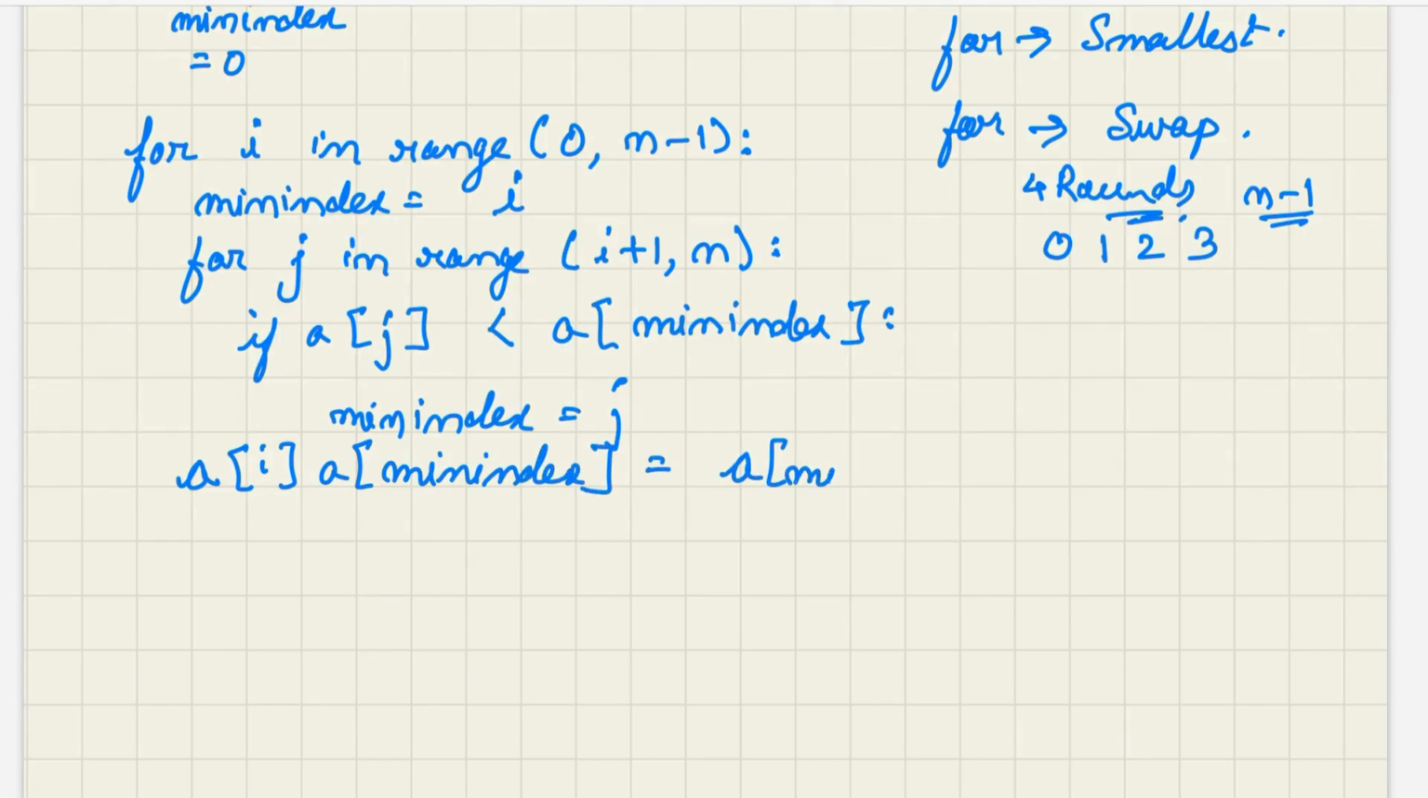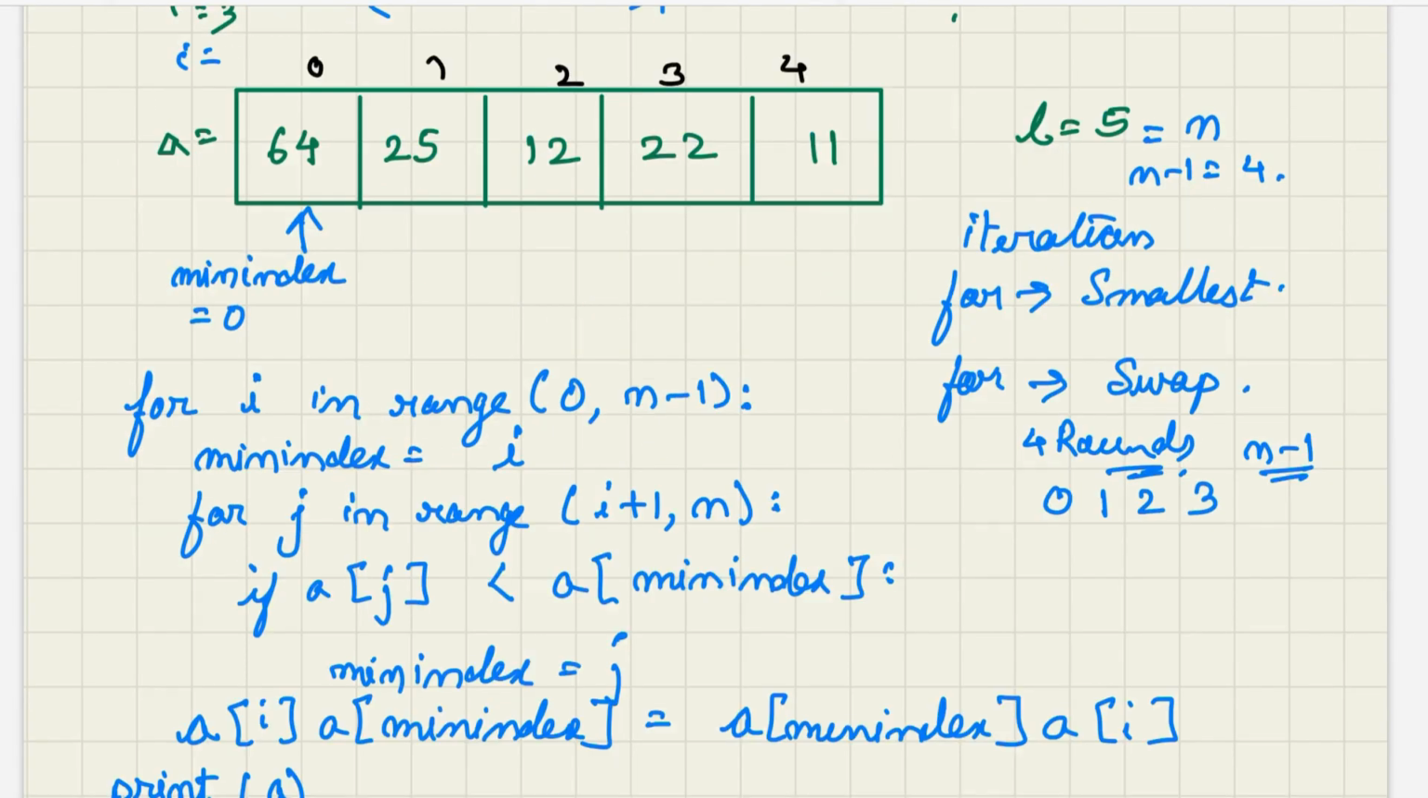That is A of minimum index and A of I. Now if I want to print, then I can print my array. Now in this case, if you will understand here, I have my I. In my first iteration, I will have my I equal to 0. So my minimum index, I'm considering it at this particular location. Now I'm entering inside my inner loop and I'm calculating it from I plus 1.